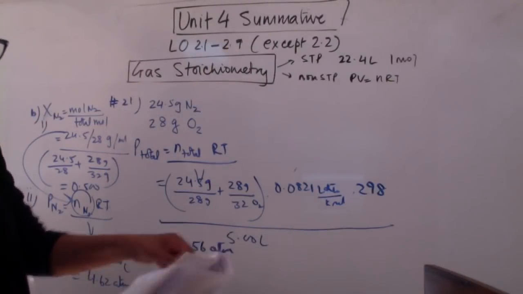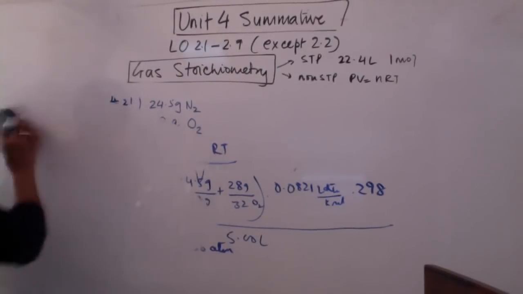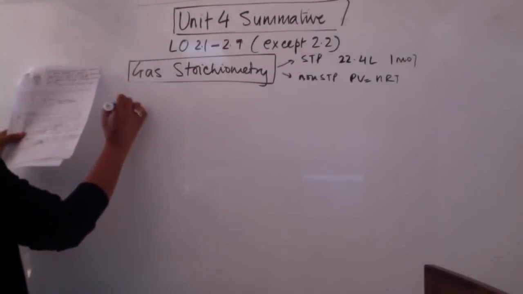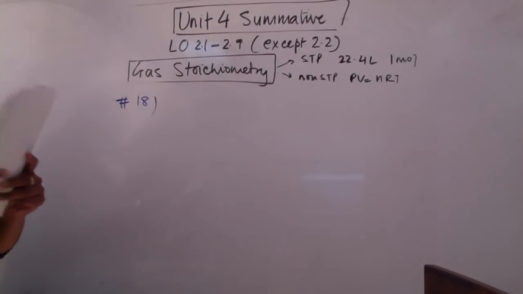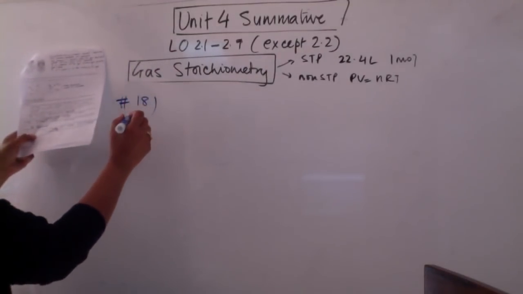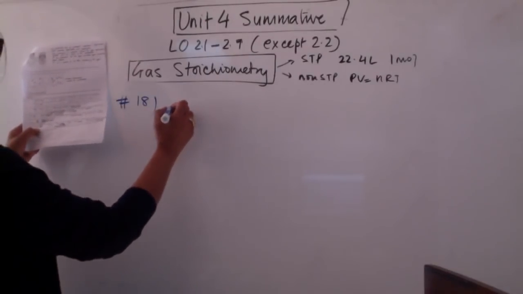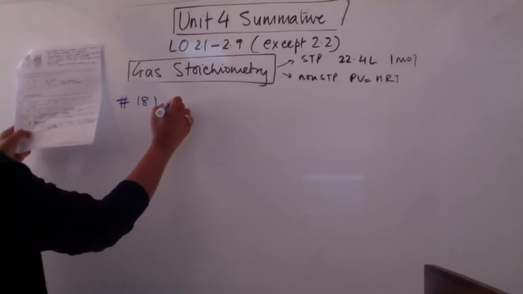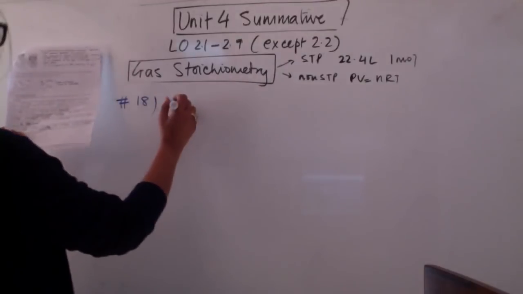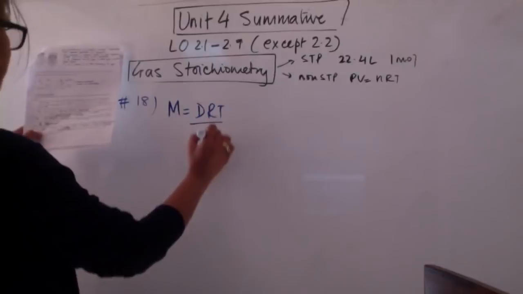Number 18. So number 18 is a gaseous mixture of oxygen and krypton that has a given density. What is the mole percent? So for that, you have to get the molar mass of the total mixture, which will be dRT over P.